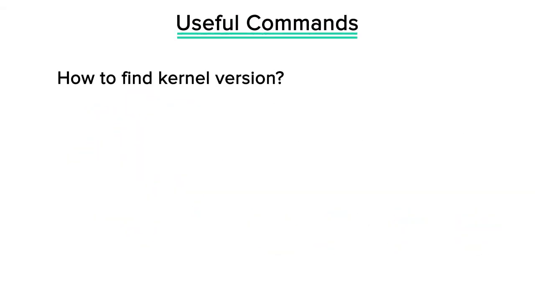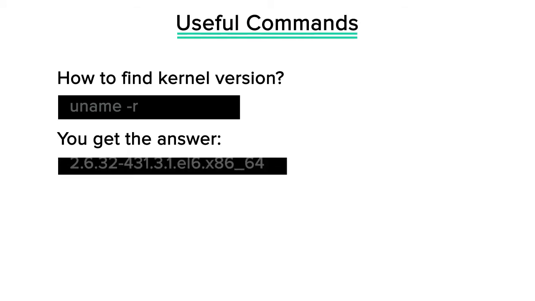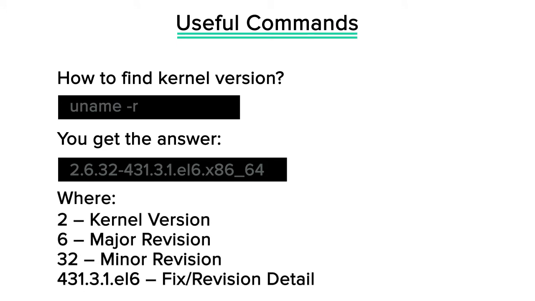If you need to check which kernel version your server is currently running, use the following command, uname -r. You should receive a result similar to the following. Output can be interpreted with the following key.